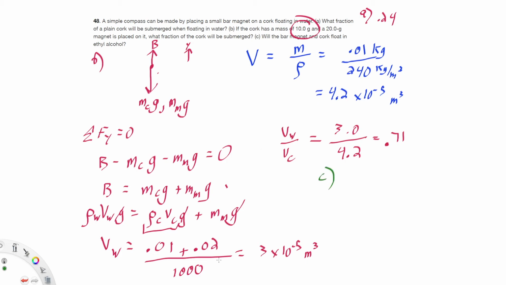For the last bit, we're asked if this magnet and quark will float in ethyl alcohol rather than water. And so we only need to alter one thing, right? So we take this expression from the last step in pink over here. The volume you would need for alcohol is going to be equal to the mass up top divided by the density of alcohol, which is not 1,000 kilograms per cubic meter, but only about 790.